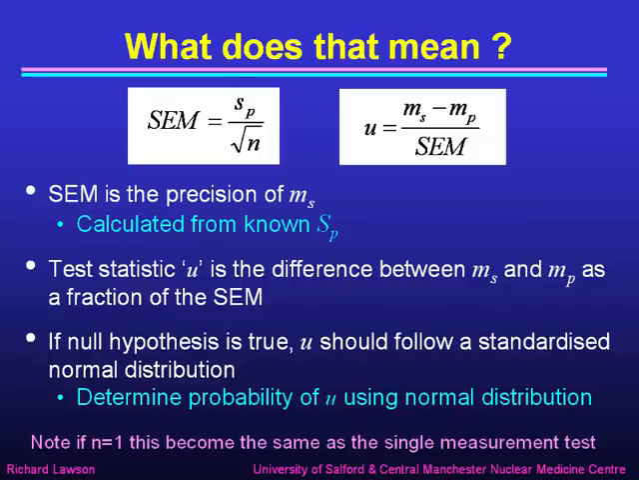Note that if n equals 1, then this becomes the same as a single measurement test, because square root of 1 is 1, so the SEM becomes equal to the population standard deviation, and U becomes exactly the same as the U for the normal distribution test, which is what we would hope, because if our sample reduces to one measurement, it becomes the same as the normal distribution test, which we discussed in the last part of this lecture.